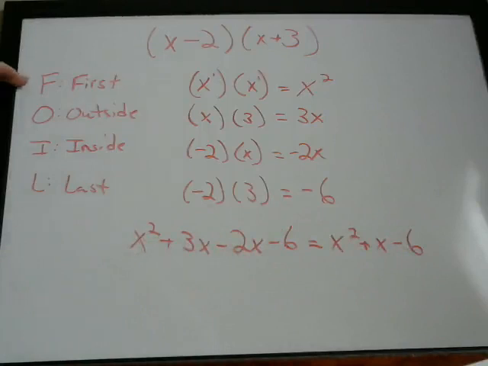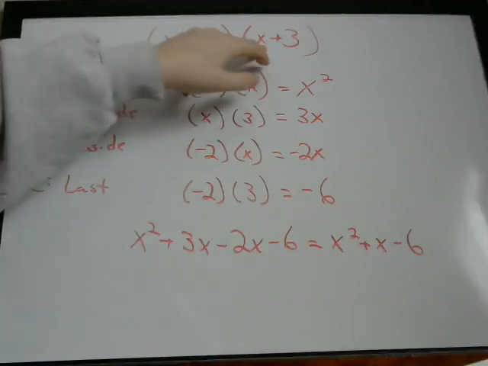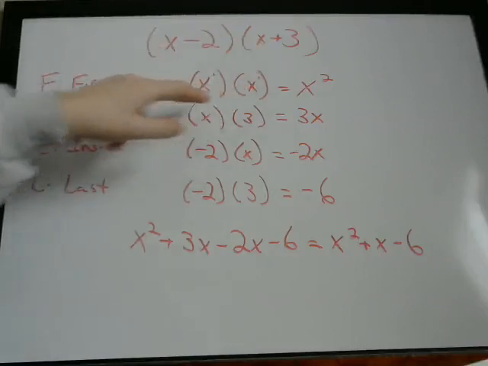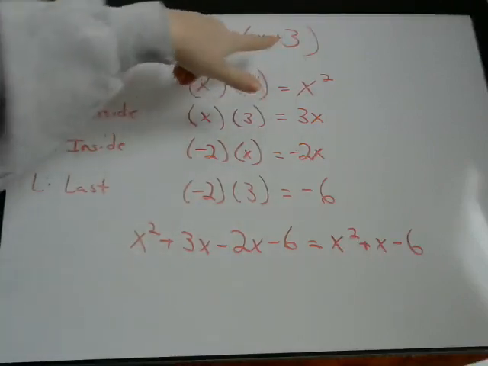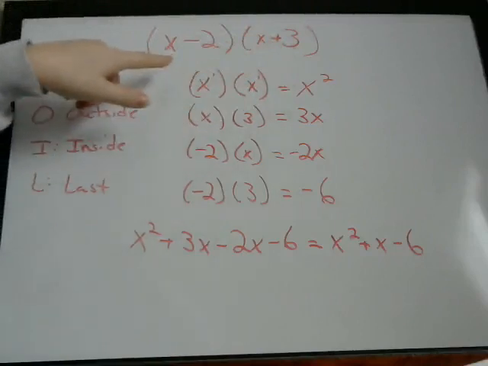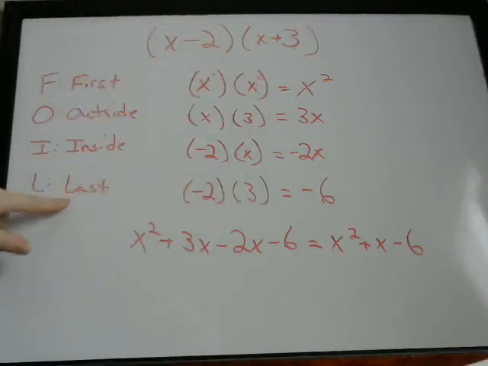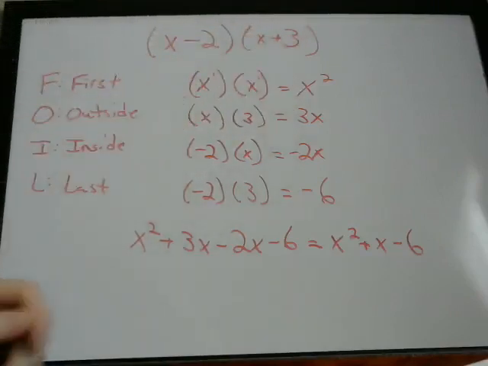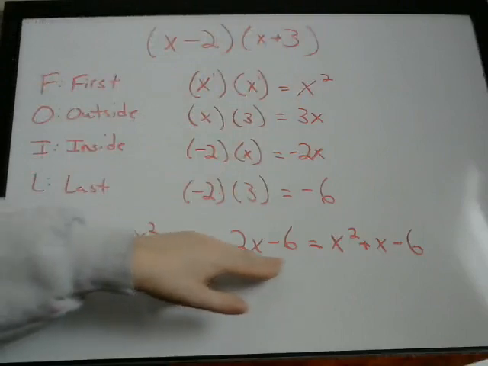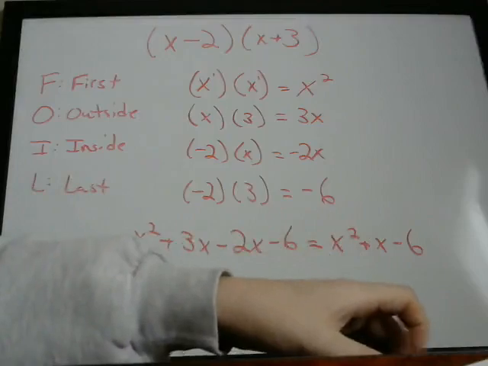So again, you remember it with FOIL: first, outside, inside, last. The first factors in each of the parentheses, you multiply those together. Then you look at the outside, which is the two furthest apart, x and 3. Then you look at the inside, the two that are closest together, negative 2 and x. And then you look at the last part of each parentheses and you just multiply them together. If you can simplify this because you have like variables, then that's what you do.